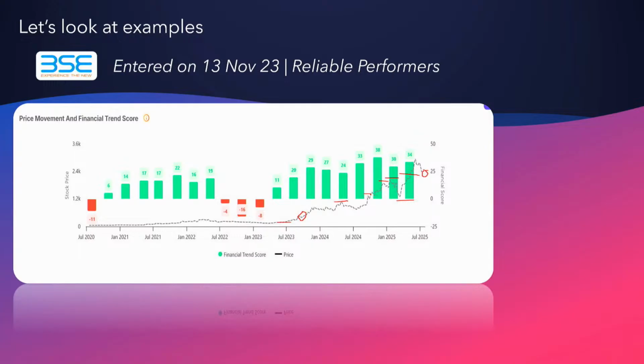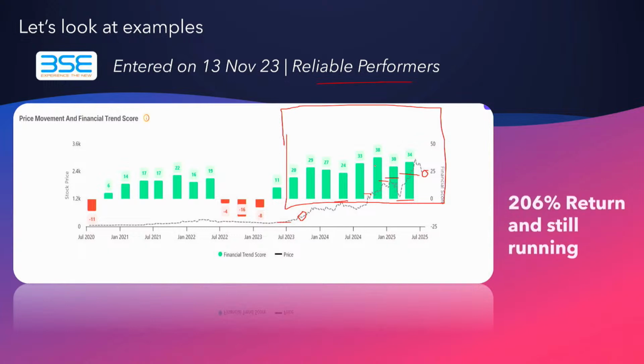Now, you might ask me, why are you holding on to BSE? The price has been moving in one direction. We are not looking at any level or any particular price. The strategy name says reliable performers. As long as these green dots or these green patterns are reliable, we will continue holding the stock. That is why we were able to clock some 206% return and it's still running. One of the stocks which has been recommended and performing very well.